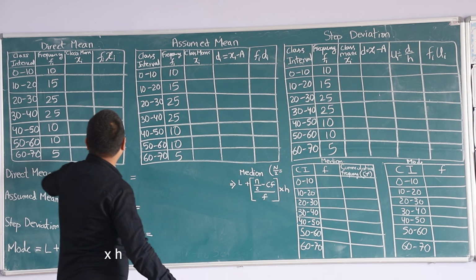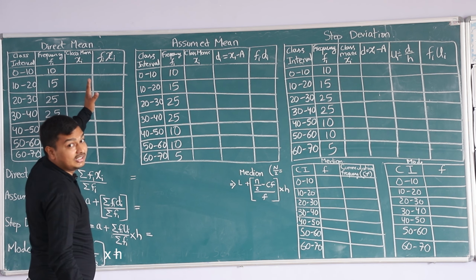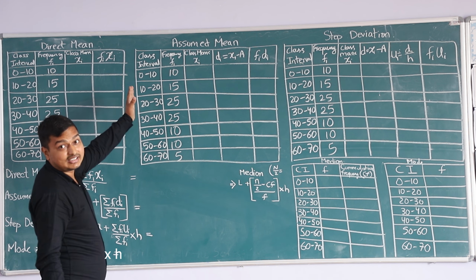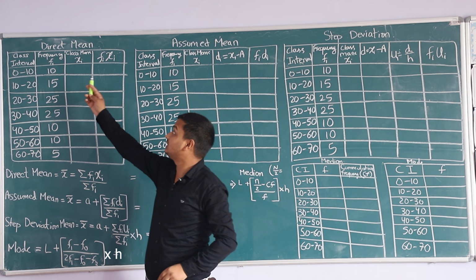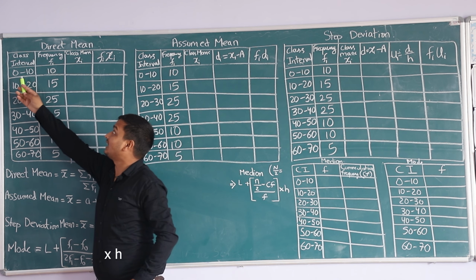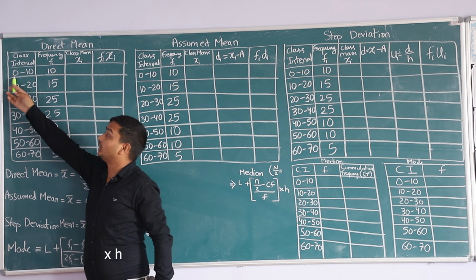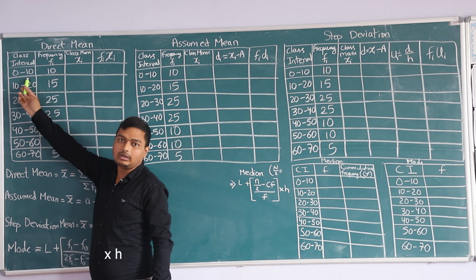So let's start. As we are able to see, class interval, frequency, class mark, and we see fi, xi. Like this, columns we should create in case of the direct mean method. Carefully see this column. This one is known as class interval. This is known as lower limit. This one is known as upper limit.